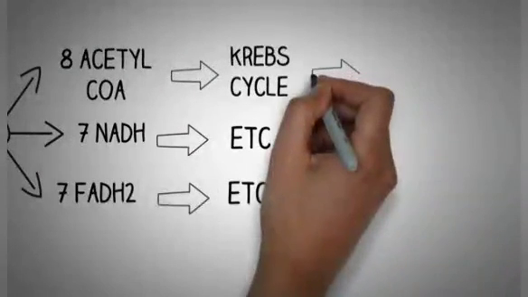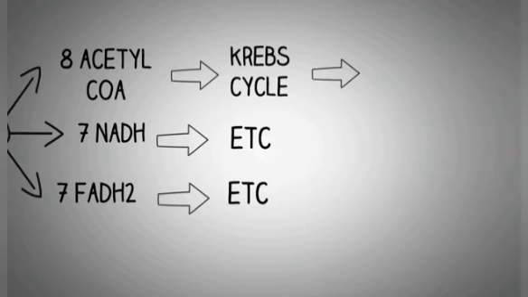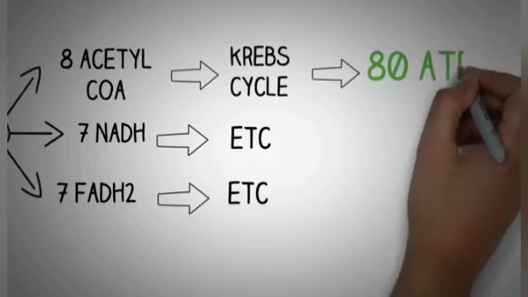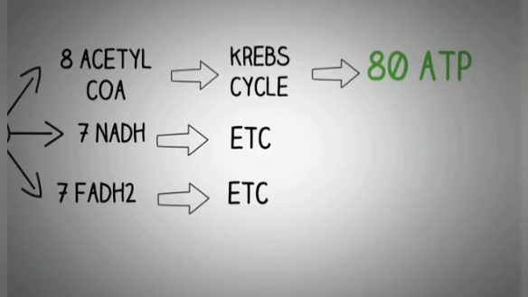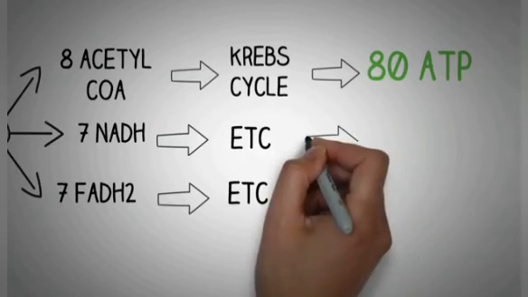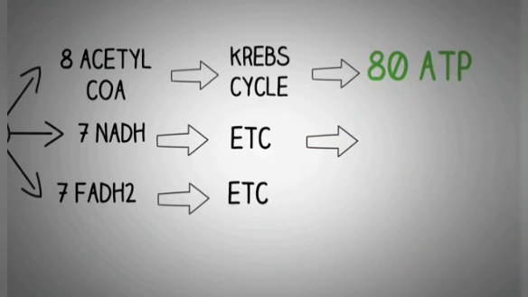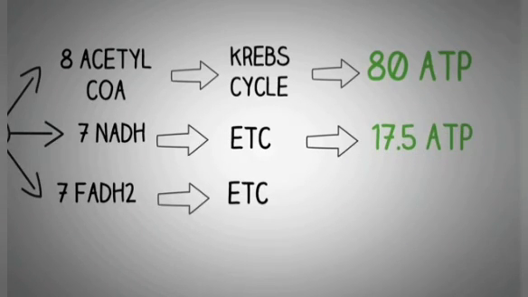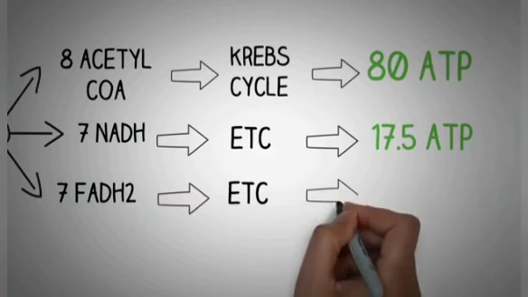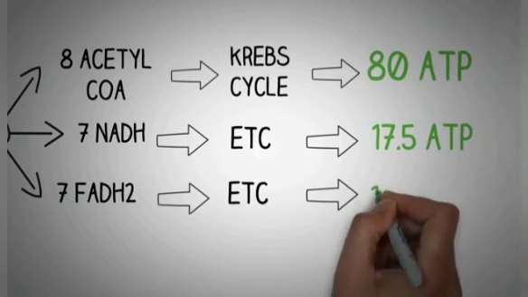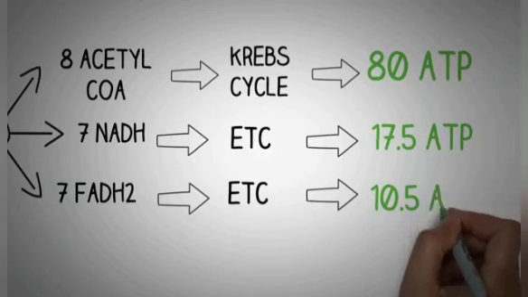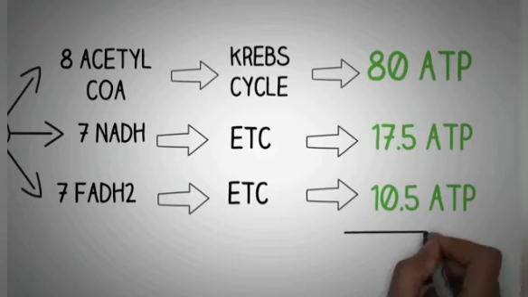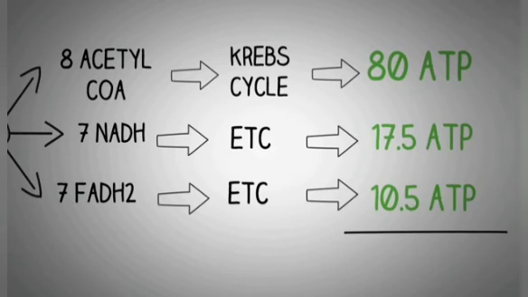So coming to the energy yield of beta oxidation of palmitoyl-CoA, 8 molecules of acetyl-CoA will give 80 ATPs through the Krebs cycle. 7 molecules of NADH will give 17.5 ATPs through the electron transport chain, and similarly 7 molecules of FADH2 will give 10.5 ATPs through the electron transport chain. In total, we have 108 ATPs.